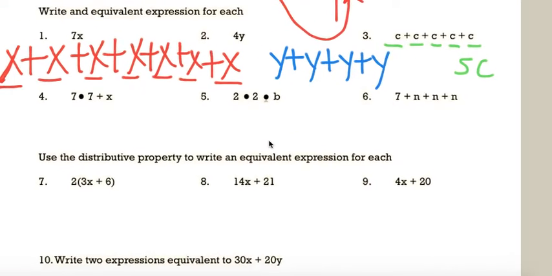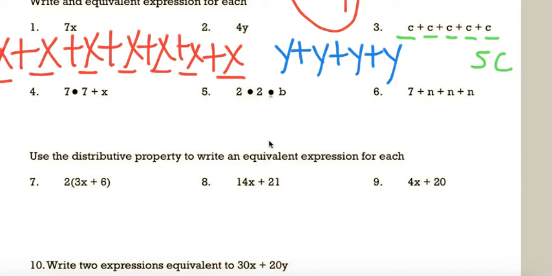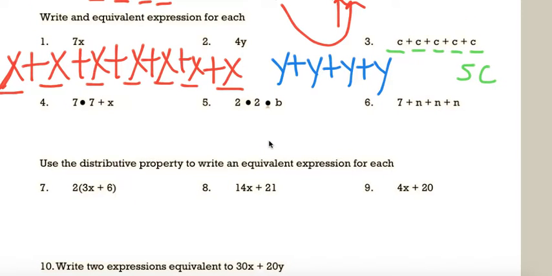Okay, let's take a look at number 4. Now, we would look at the problem, and I see I have 7 times 7. We would work that out as normal. That decimal in the middle means times. So we're going to say 7 times 7 is 49. Now we're still plussing the x in the back. So 49 plus x. You're basically just solving what you can from the expression.